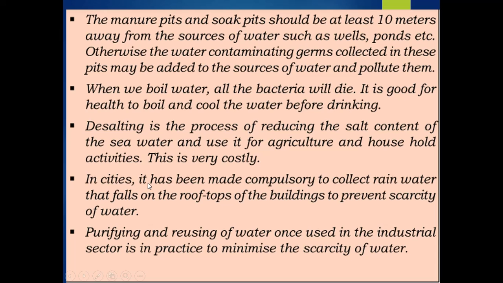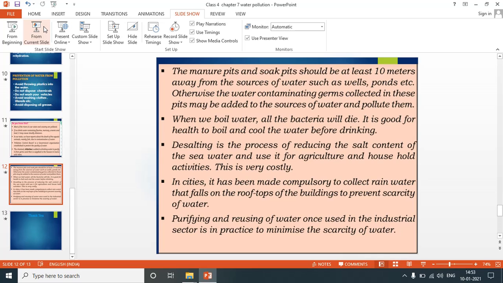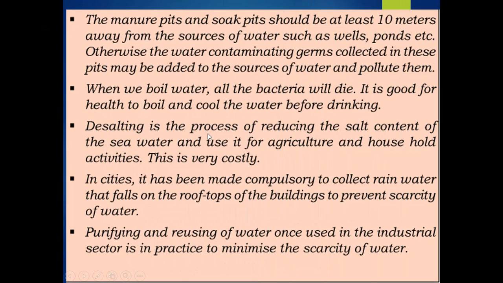In cities, it has been made compulsory to collect rainwater that falls on the rooftops of buildings to prevent scarcity of water. Nowadays there is scarcity of water. What is meant by scarcity of water? Lack of water. There is no water in many areas. They are not getting enough water. So in cities it has been made compulsory to collect the rainwater which falls on the rooftop of the building to prevent scarcity of water.